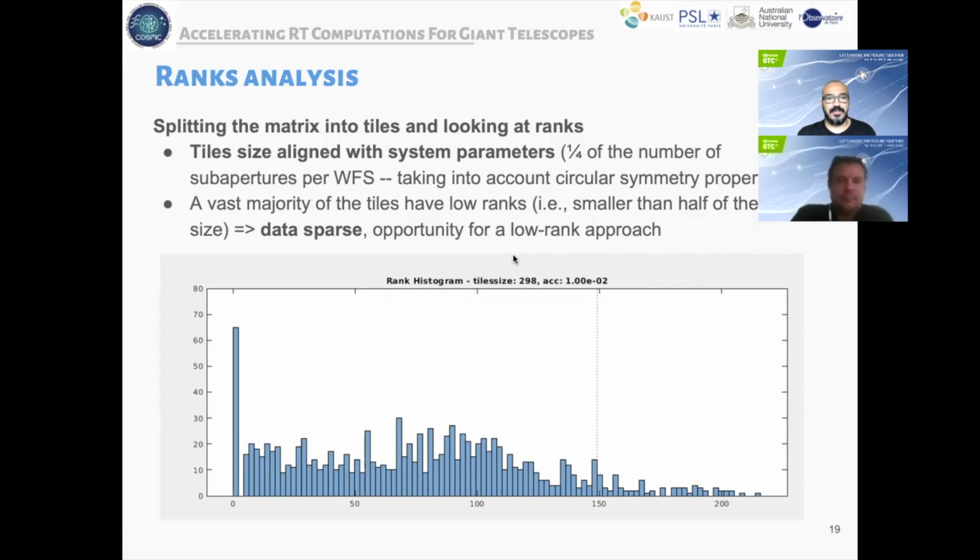And here we're showing a rank analysis, looking at the most significant eigenvalues of each of those tiles. And one can clearly observe here that most of the eigenvalues that are captured are less than 150, which is half of the tile size of 300 in this graph. So this is really a clear indication that one can compress those tiles to a certain level that can, at the end, translate into a gain in terms of number of operations.